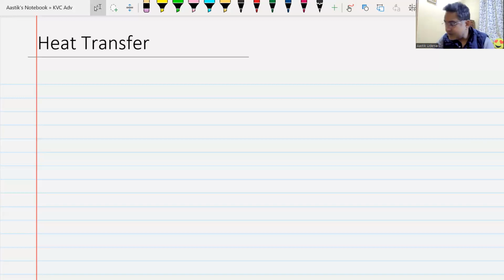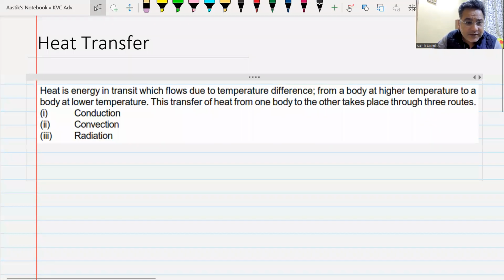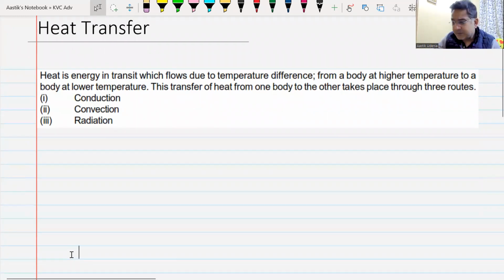What are the three different ways in which heat can get transferred from one body to the other body, or from one system to the other system? What are the three ways in which the heat gets transferred? The first way is known as conduction, which is the first thing that we are going to study. Then we have convection, which we may not study in much detail. And then we have the third thing, which is known as radiation. Again, coming back, heat is an energy in transit. Whenever it is getting transferred, it is known as heat. And how this heat is going to get transferred, we are going to study in this particular chapter.